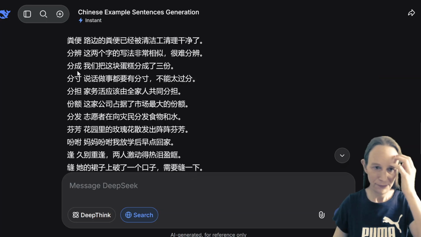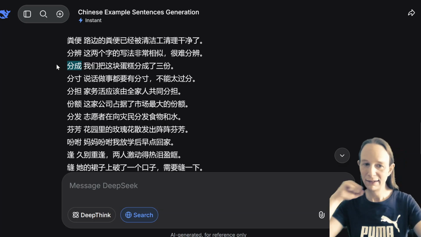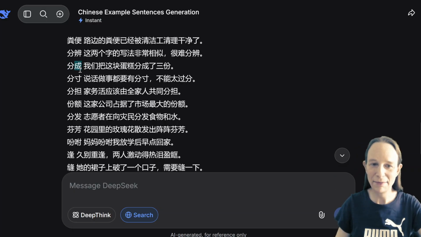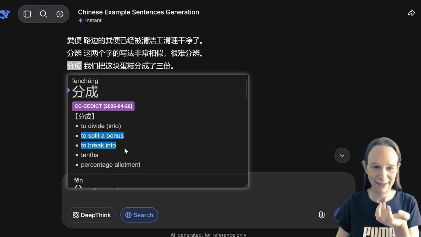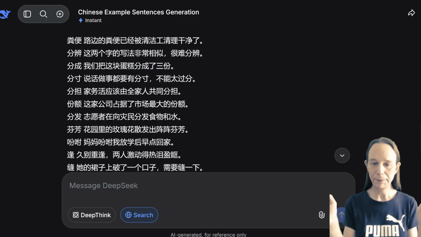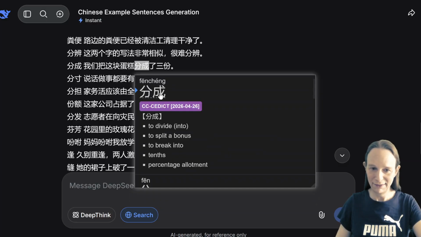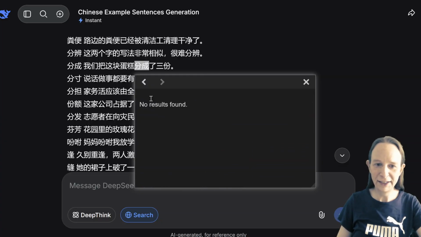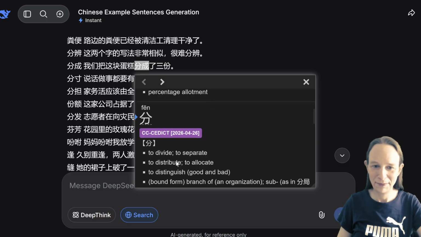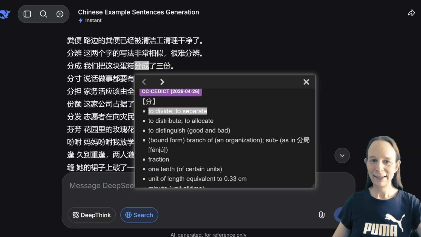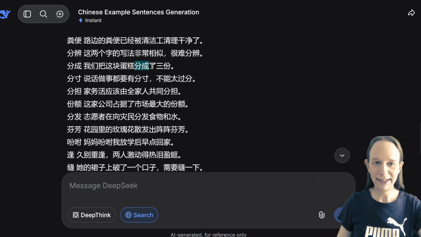All right. 分成. Is it a word or is it two words? Like split and become. It's two words, right? Split. Break in two. 我们把这块蛋糕分成了3份. I feel like this is not a word. It's not in the dictionary. It's just fen, using fen as a verb, so you're splitting, dividing, separating. You've got an item and you're splitting it up. 分成. So here we have a piece of cake. We split it into 3.